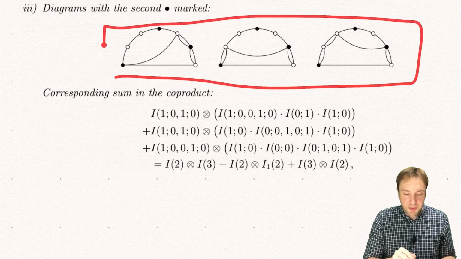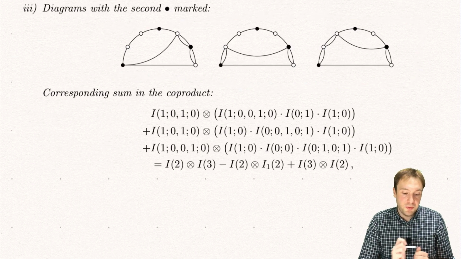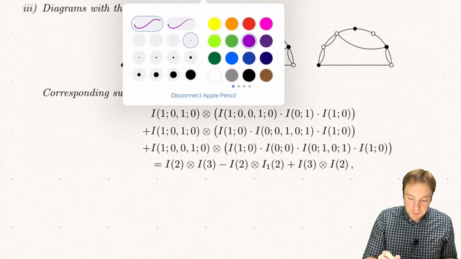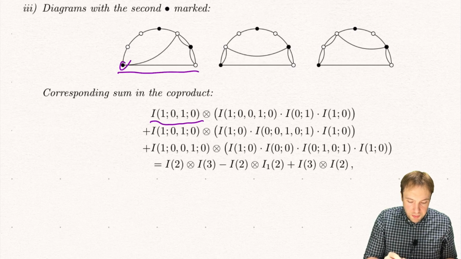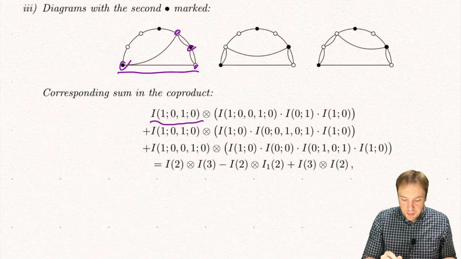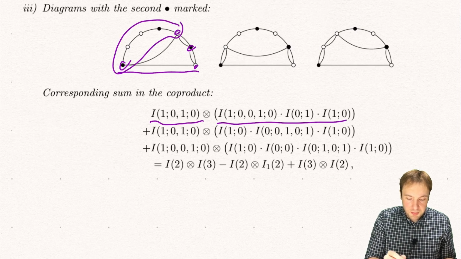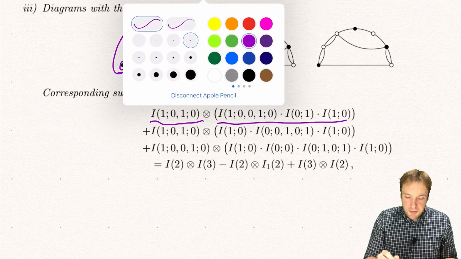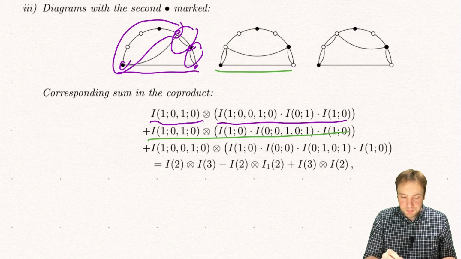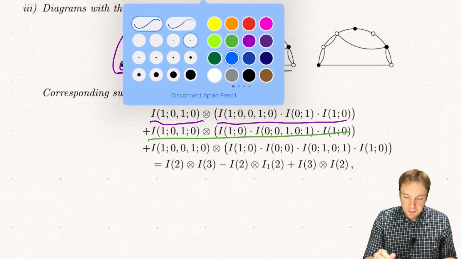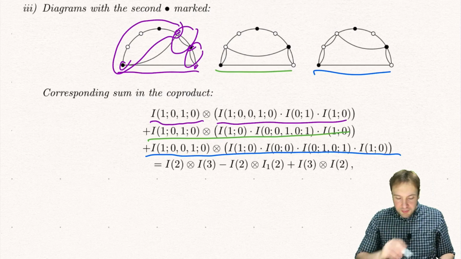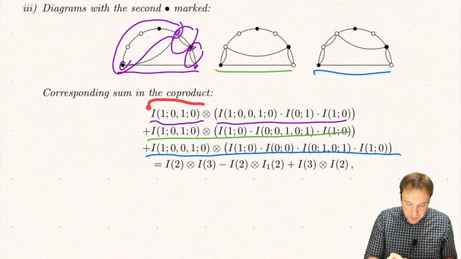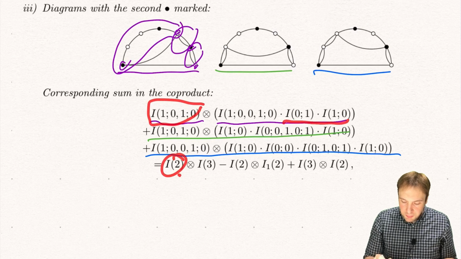So the claim is we have these three diagrams which give non-zero contribution. So here the first, this one on the left-hand side is everything we choose. 1, 0, 1, 0. On the right-hand side we have the product of everything in between. This times this times this. And then this one gives this part. And this one here gives this part. And then we see that here this is I2. Here these two are 1 and 1, and this is I3. So the first part gives this.